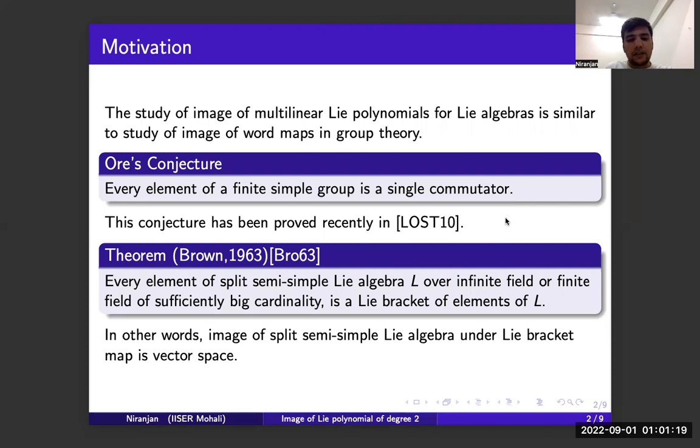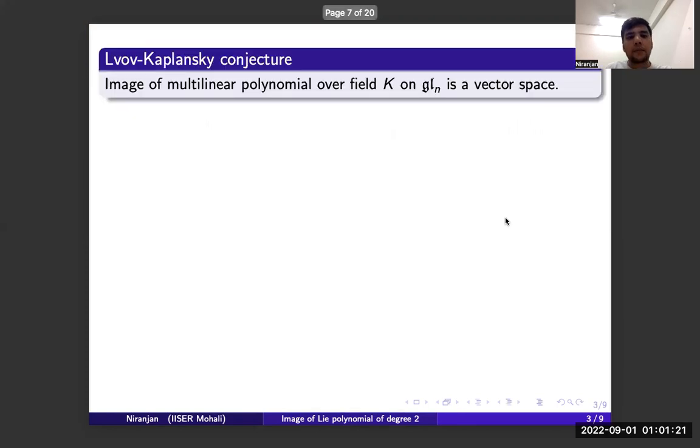In fact, there is another related problem: the image of a multilinear Lie polynomial over a field K on gl_n is a vector space. This problem is proved for particular cases, n equal to 2 or some fixed degrees like 2, 3, or 4. But this conjecture is still open in general.